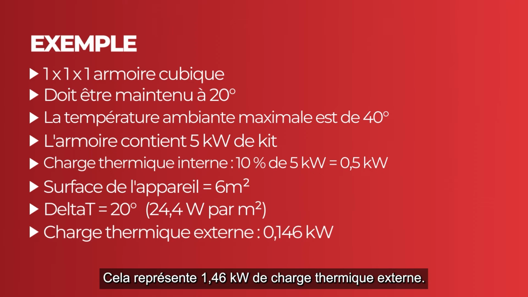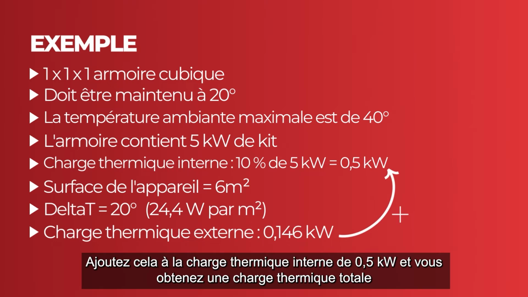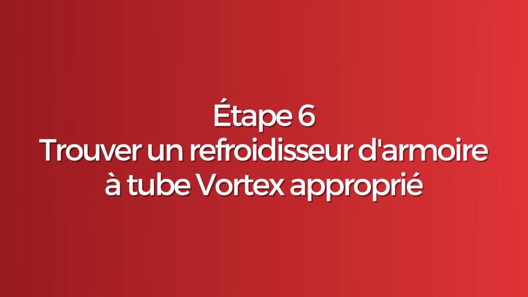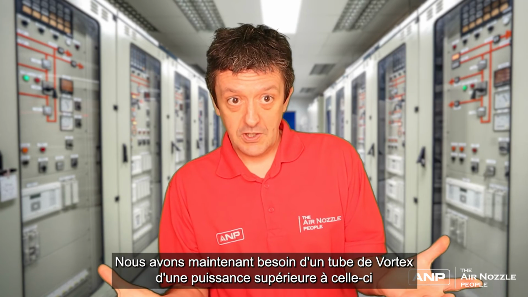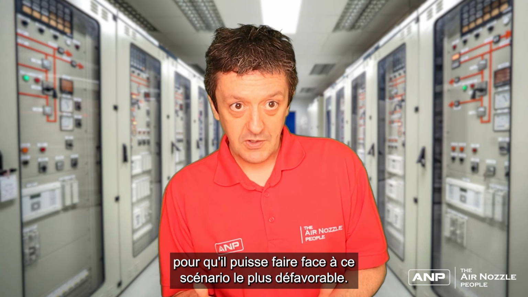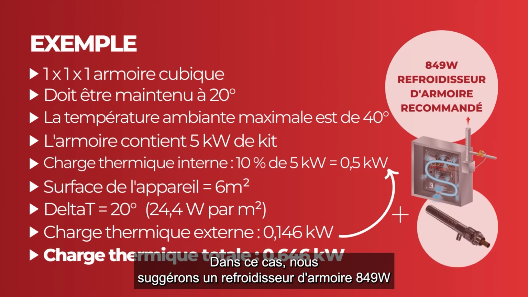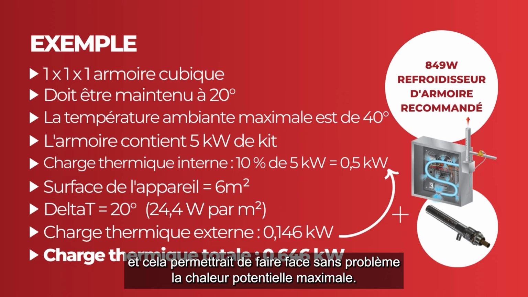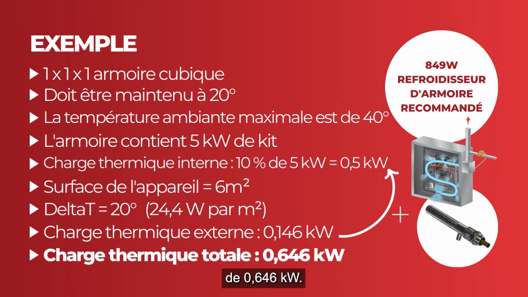So that's 0.146 kilowatts of external heat load. We add that to the internal heat load of 0.5 kilowatts, so we have a total heat load of 0.646 kilowatts. And now we just need a vortex tube with a wattage higher than this, so it can cope with that worst case scenario. So in this case, we'd suggest an 849 watt cabinet cooler, and that would easily cope with that maximum potential heat load of 0.646 kilowatts.